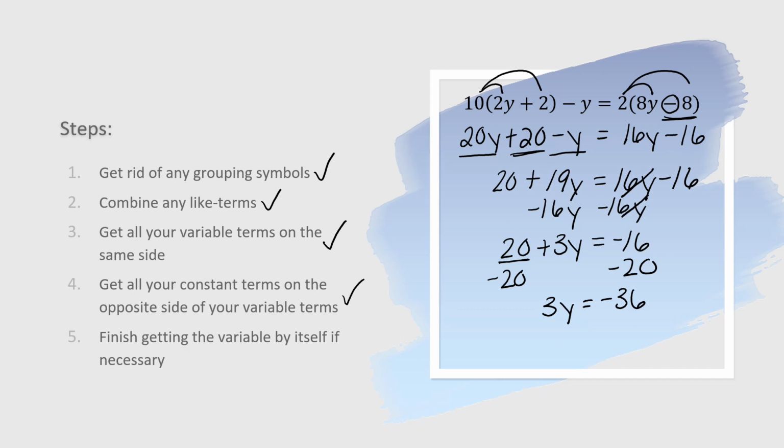The last step is just getting the variable by itself, which we do still need to do. So we need to divide both sides by 3, and y will be equal to negative 12. And since the variable is by itself, we have completed solving the equation.